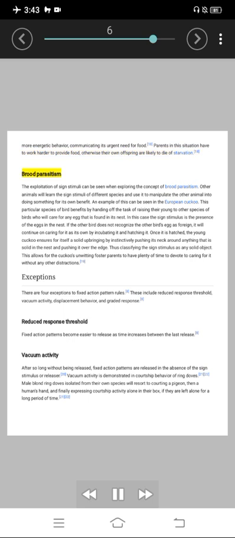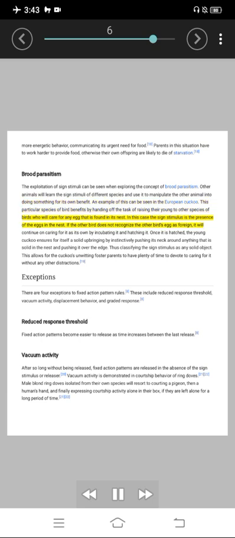Brood parasitism. The exploitation of sign stimuli can be seen when exploring the concept of brood parasitism. Other animals will learn the sign stimuli of different species and use it to manipulate the other animal into doing something for its own benefit. An example of this can be seen in the European cuckoo. This particular species of bird benefits by handing off the task of raising their young to other species of birds who will care for any egg that is found in its nest.